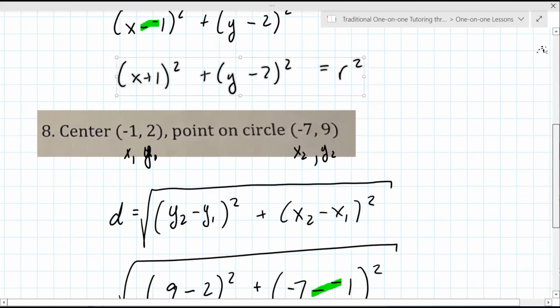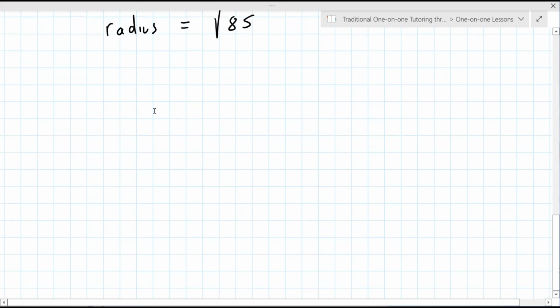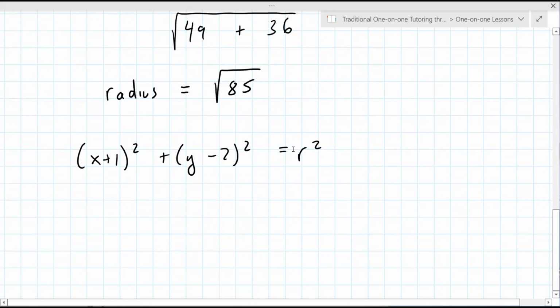Remember how we were missing the radius in this line? But our radius is the square root of 85. So we're going to put that value in for r, the square root of 85 squared. So you're taking the square root of 85 and you're plugging it in for r.